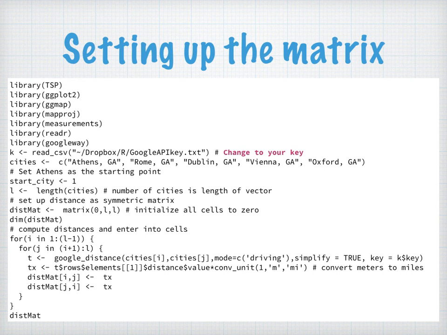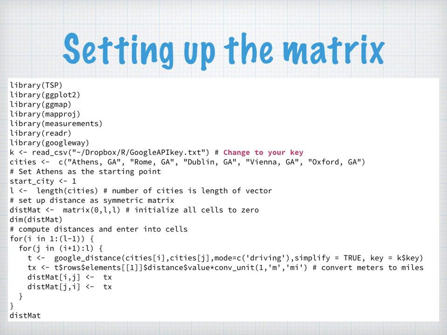Here is the code for setting up a matrix. You'll notice that we need a number of libraries, and that you need to read in your Google key. We're going to do a European tour of Georgia. That is, we're going to visit all of those cities in Georgia that have names corresponding to European cities. The core of the code is a double loop to use Google Distance to compute the distance between two cities in driving mode. The loop is set up so that we compute the distance from A to B, but not B to A, and we assume that we have a symmetric matrix.